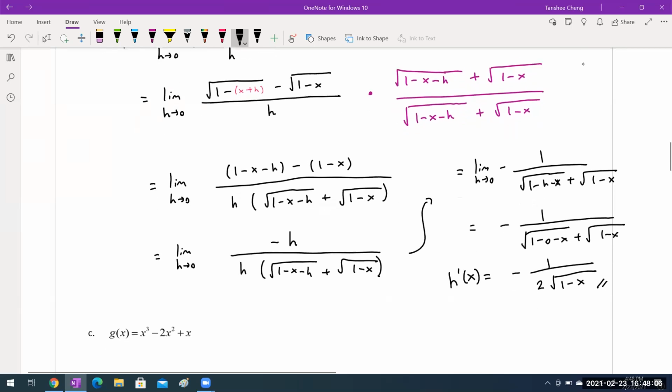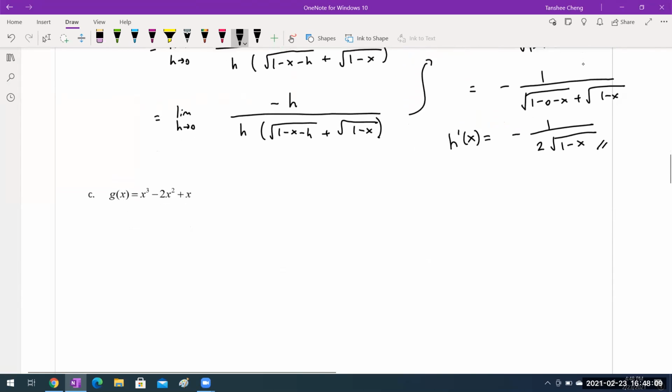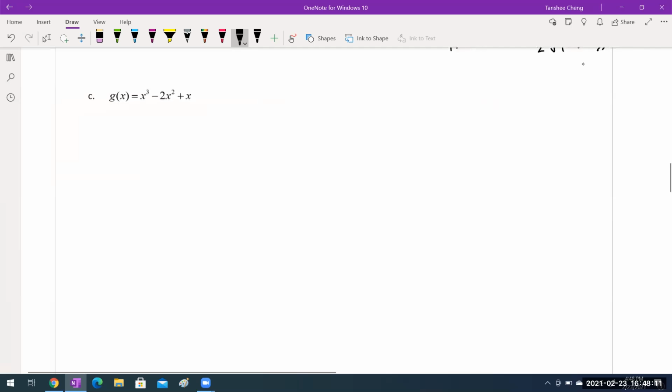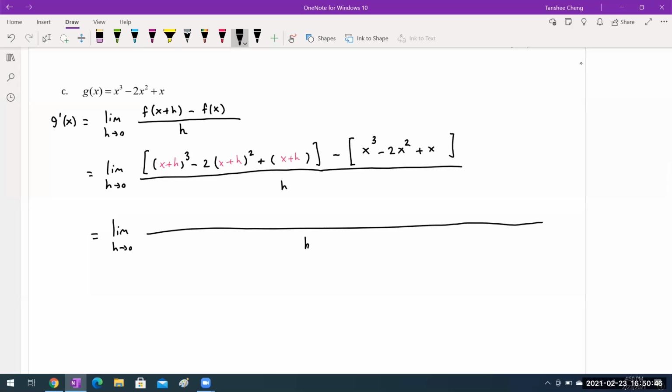Now, next example is a polynomial, which should be much easier, but a lot more work because of the cube right there. Okay? So, finding the derivative of the function, we use the same formula and then substitute x plus h. Let's try to do that. So, g prime of x, right? Limit as h approaches 0, f of x plus h minus f of x. So I substitute x plus h into the function, and this should have been not f, this should have been g, right? Make sure you write it properly along with that.